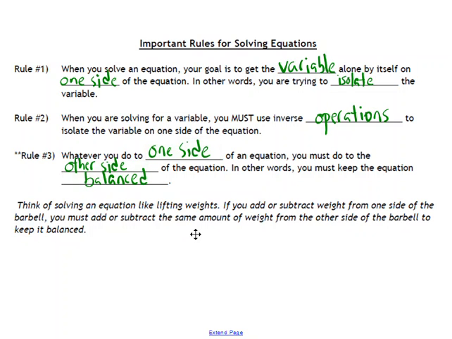They had that balance picture at the top of the first page. We want to keep things balanced, and that's why whatever we do to this side, we do to that side. Like if we're adding 4 to get rid of the minusing 4, we're going to add 4 to both sides because you want to keep things the same. Think of solving an equation like lifting weights. If you add or subtract weight from one side of the barbell, you must add or subtract the same amount of weight from the other side to keep it balanced. So whether you think of this as like barbells and lifting weights or a balance where both sides should be equal, that's really what's going on with solving one-step equations.